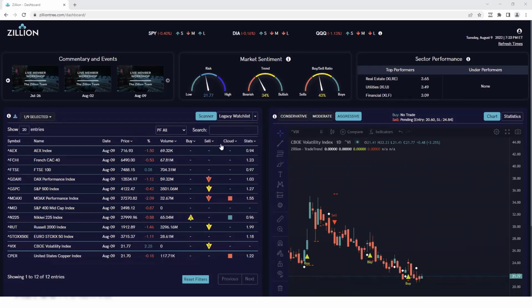And one of those things that's built into it is the TradeTrend indicator, which many of you, if not all of you, have.